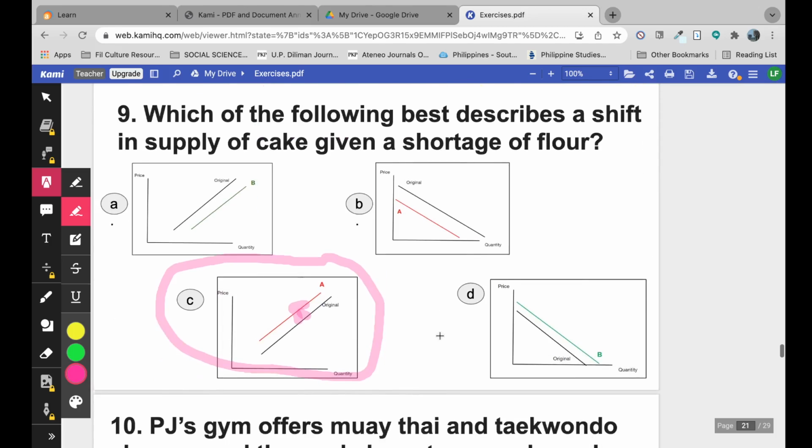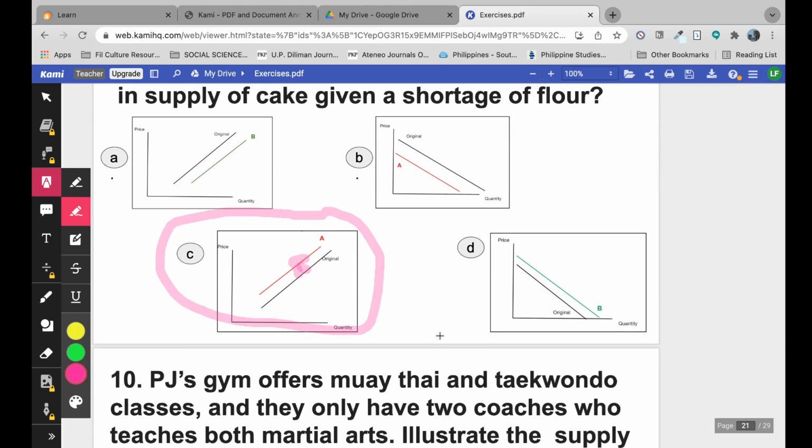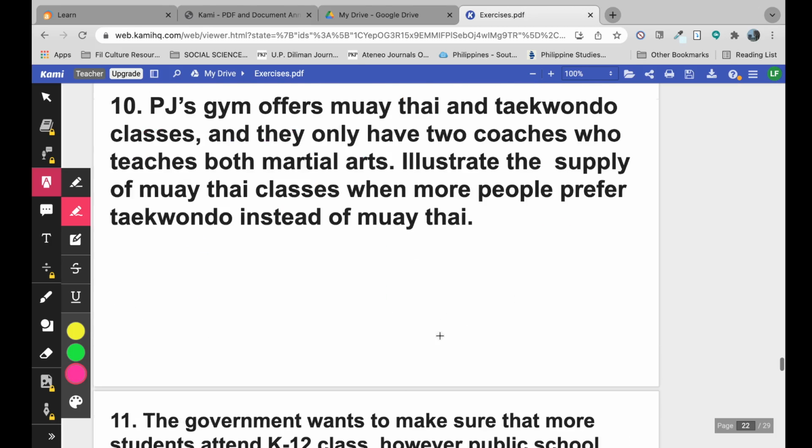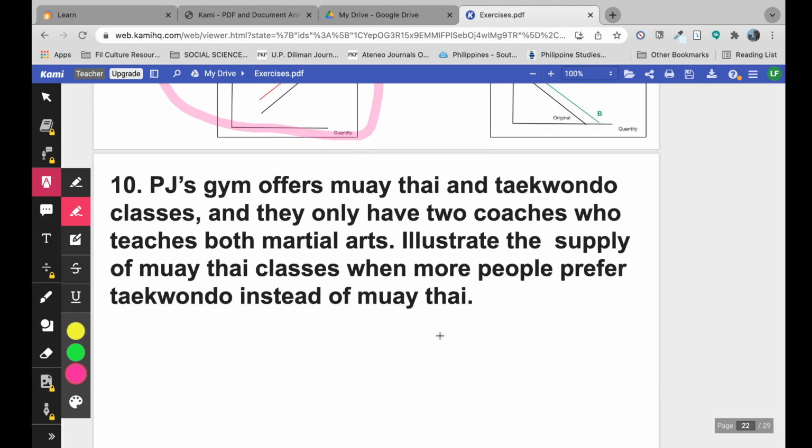For this one, instead of giving choices, you're supposed to construct the supply curves on your own. Okay, so let's look at this particular situation. Since you're the ones constructing, I'm going to give you more time to do this. I'm going to read the example first.